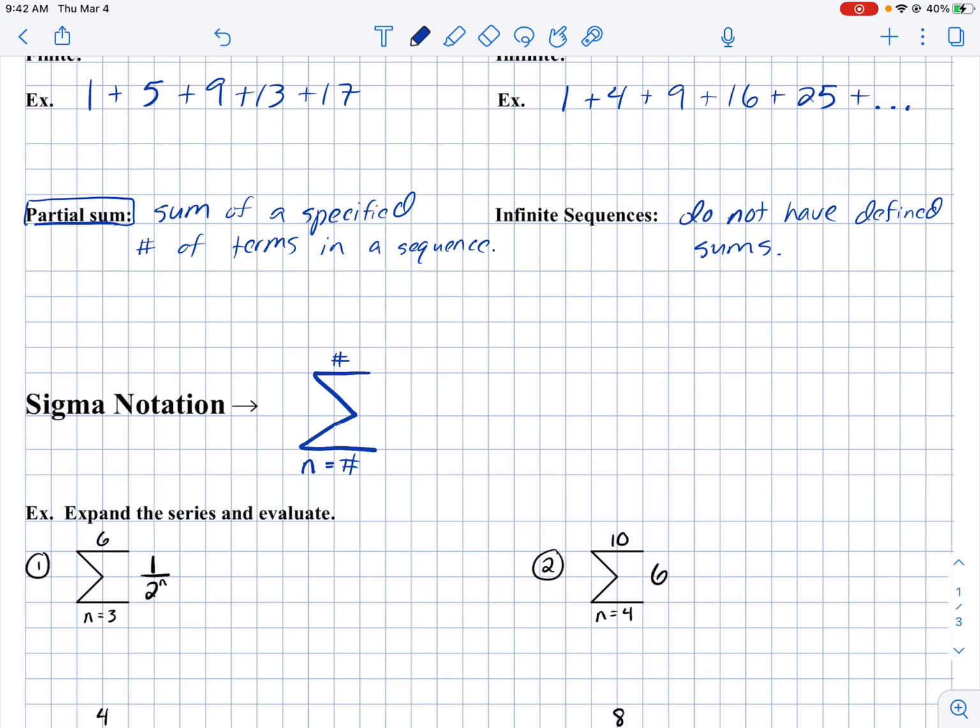And then you're going to have your rule here off to the side. So I don't know, maybe 3n plus 1, just a linear rule. Okay. So this right here, this is the explicit rule for the sequence. And then this at the bottom, this is what we call your lower limit. It's where the series starts. And this would be your upper limit. All right.